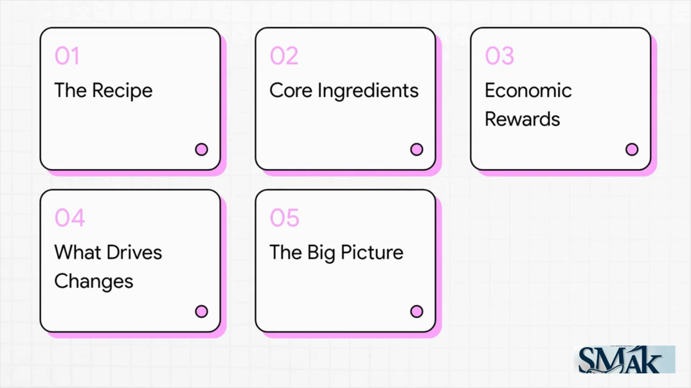Here's our roadmap for today. We're going to start with the recipe for everything. Unpack the 4 core ingredients, look at the economic rewards, explore what drives changes in the market, and then finish up with the big picture.